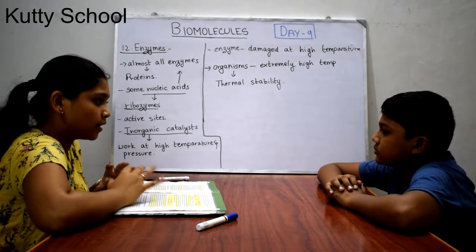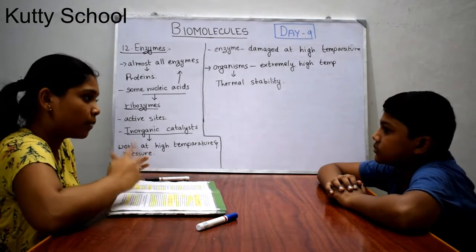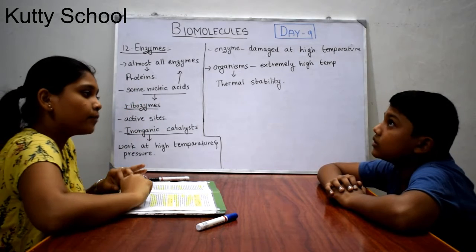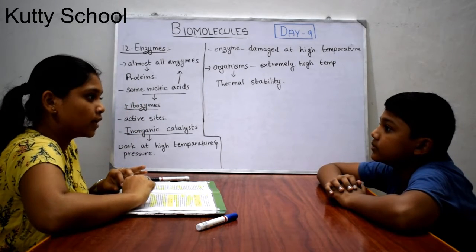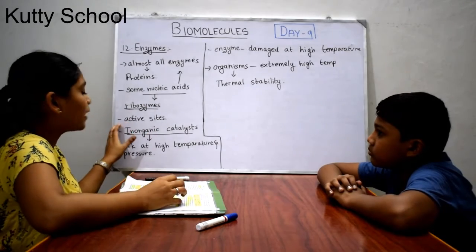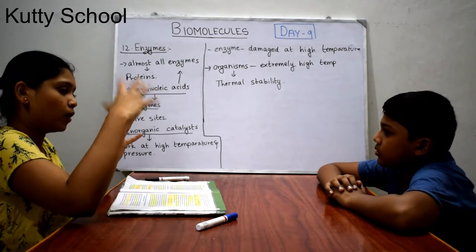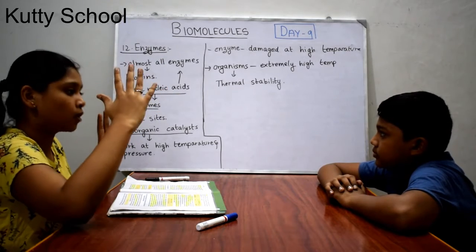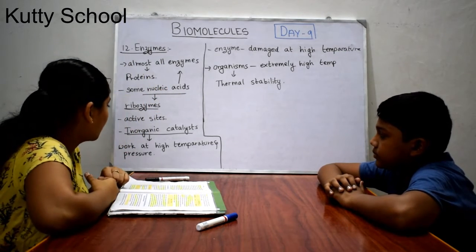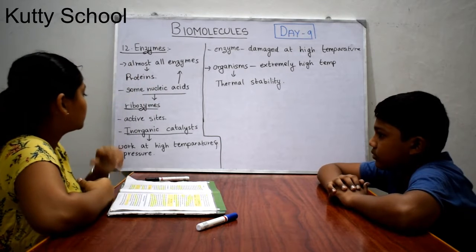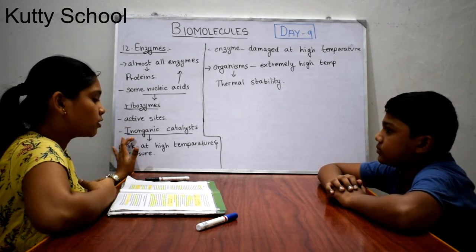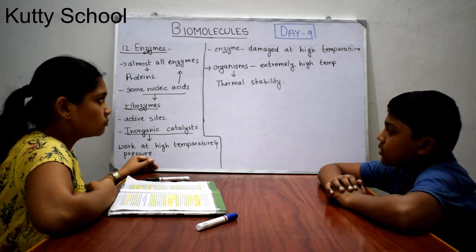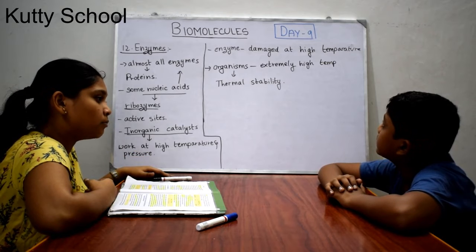To catalyze a reaction, to make it happen faster, enzymes have a pocket-like structure in their secondary and tertiary structure, called the active site. It is a pocket where the substrate comes, fixes, and is converted to products. There are inorganic catalysts and organic enzymes. Inorganic catalysts work at high temperature and pressure, whereas enzymes are damaged at high temperature.